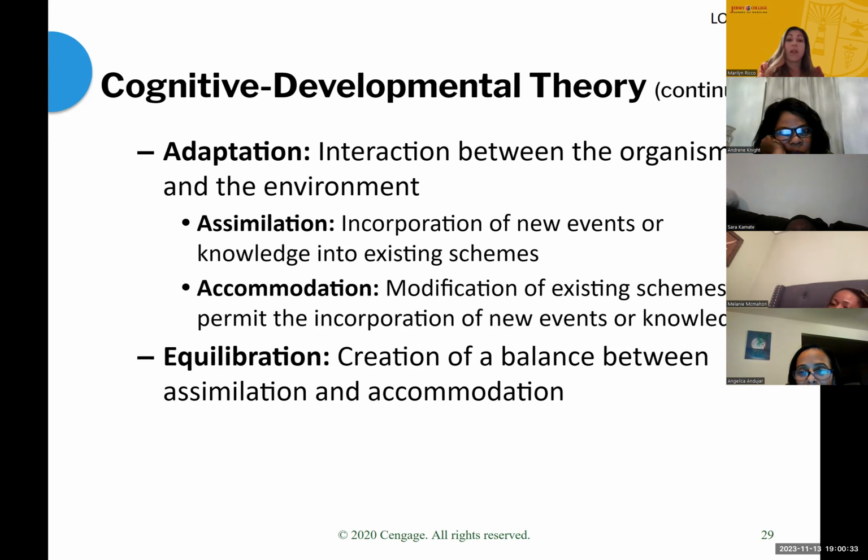That's assimilation. Accommodation is the modification of existing schemes to permit the incorporation of new events or knowledge, right? So I take that information from the old events that I know, my old knowledge, what I have in my memory somewhere. And then I get put into this environment and I modify my behavior to fit into that environment based on what I know, right? So we are conditioned, like I said, to go into a certain environment and act in a certain way. You modify your behavior based on those conditions.